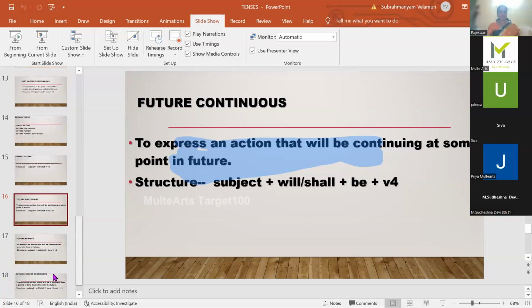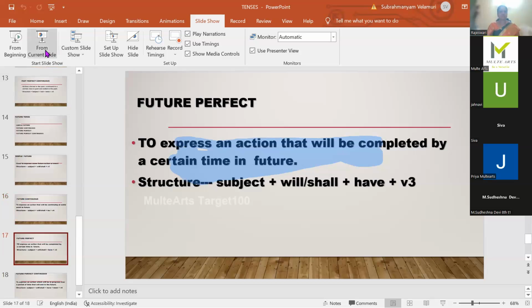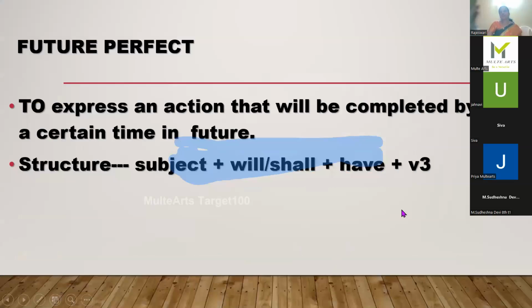The next one is future perfect. It is used to express an action that will be completed by a certain time in the future. I shall have completed the project given by ma'am by next week, by next Friday. Shall means you are not sure. But when you say I will complete the project by next week, you are very sure. Whatever may happen, I will complete the project by next Friday. In such cases, you use the future perfect.